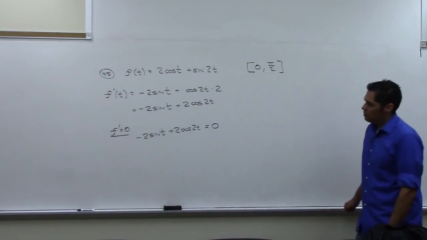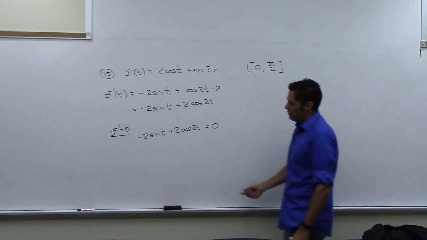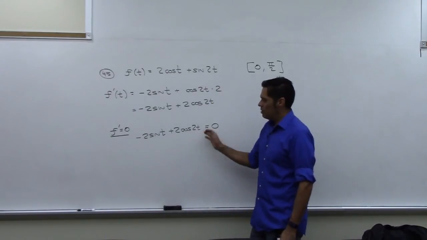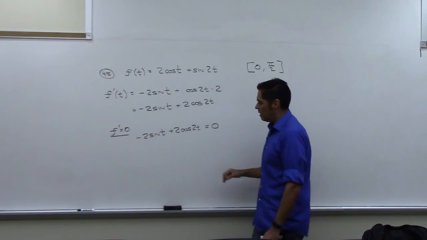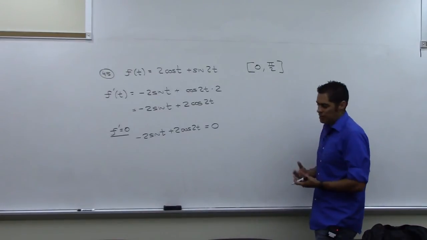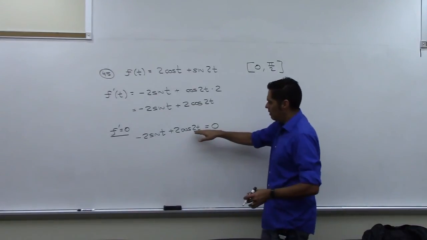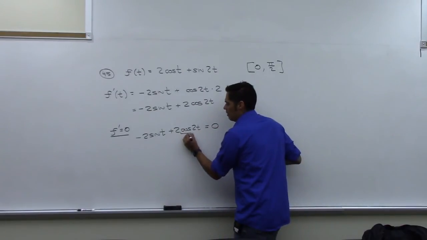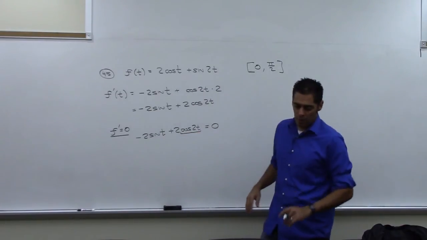And that's going to be a little bit of an issue because one of your trig functions is sine of t, the other one is cosine of 2t. You can't start messing with these. What we need to get is both of these in terms of the same argument. So we need to convert this 2t to a t. And we're going to do that using double angle identities from pre-cal.